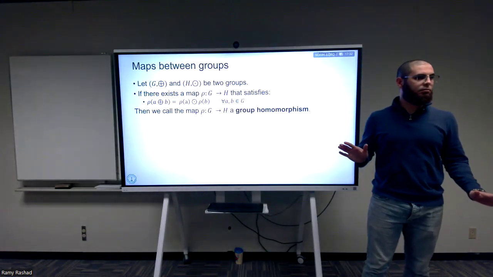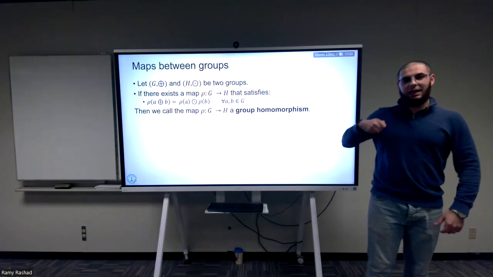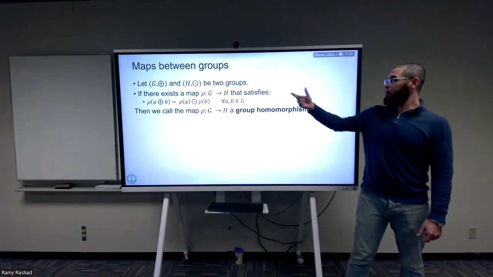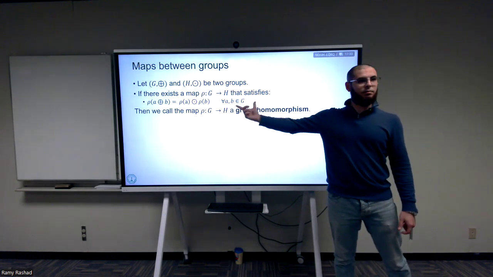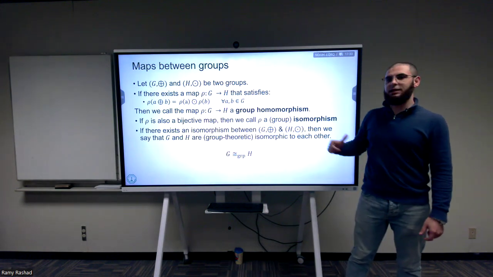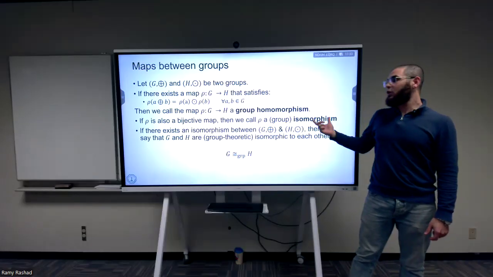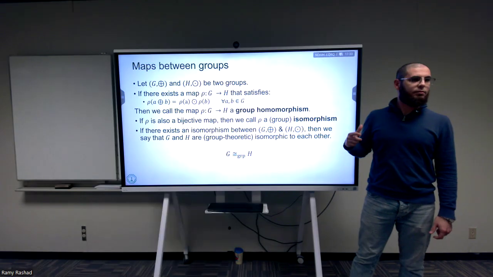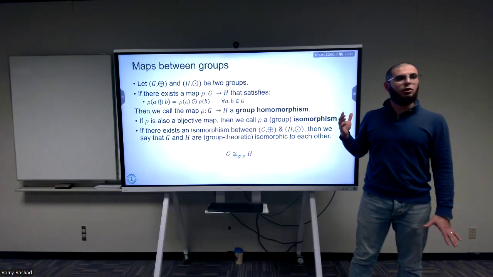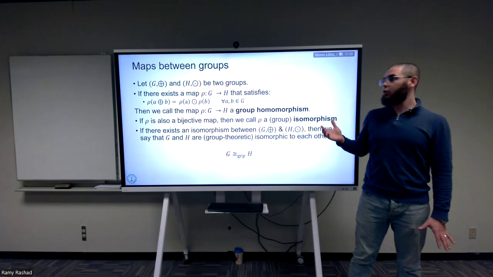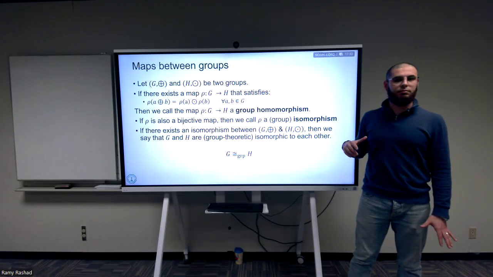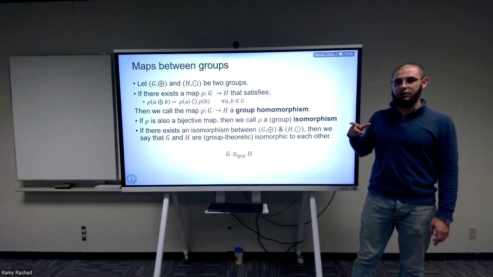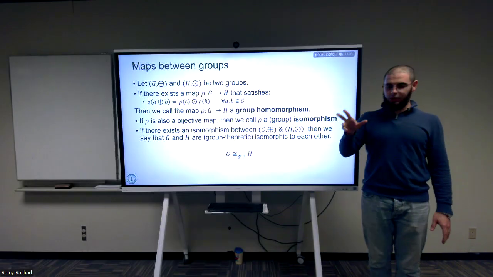Clear for everyone? Now let's add another condition. If we have, in addition to rho that satisfies that, a bijective map, then we call rho a group isomorphism. So now you see the difference between a group homomorphism and a group isomorphism. Bijective is both ways. Bijective, we discussed it last time. Did you check it? Watch it first before asking.